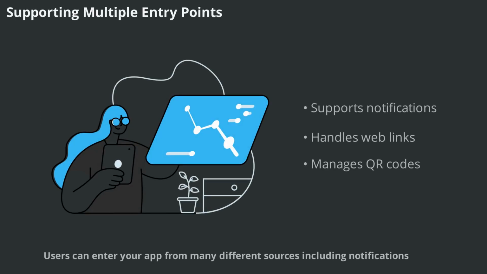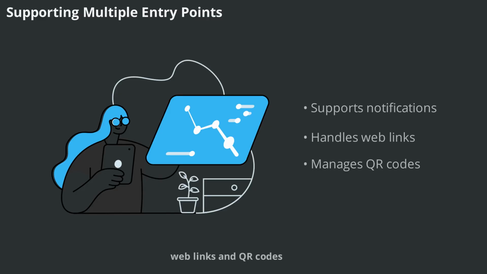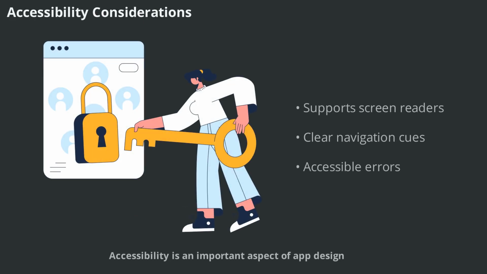Users can enter your app from many different sources, including notifications, web links, and QR codes. Your deep linking system should support all these entry points seamlessly. By centralizing entry point handling, you ensure that users always land in the right place, no matter how they start their journey.